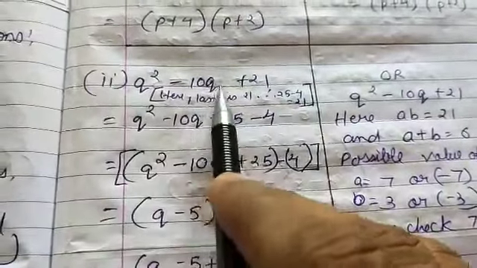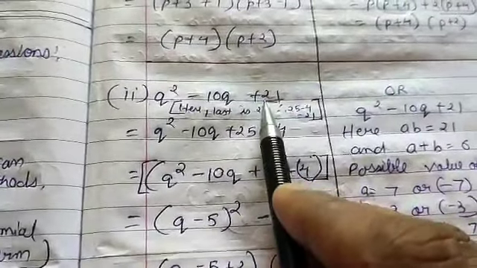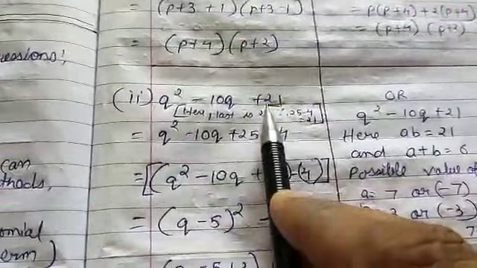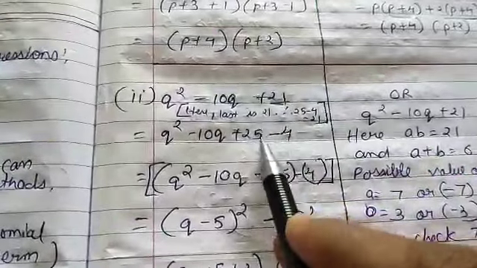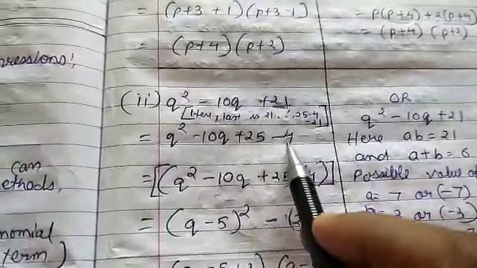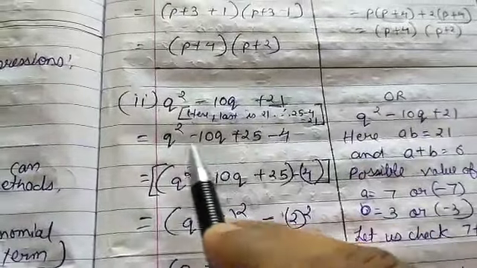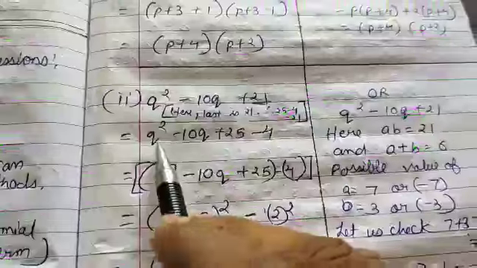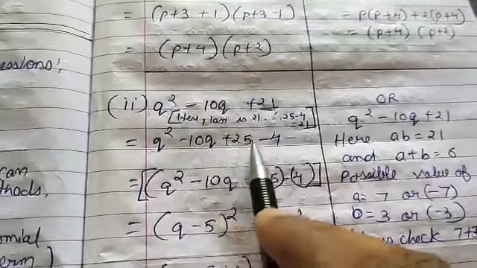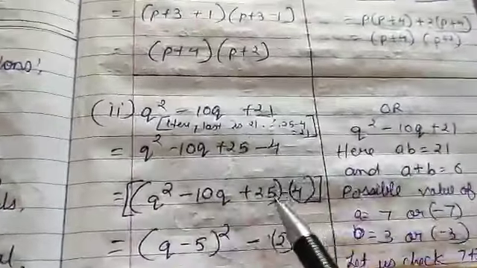Q square minus 10Q plus 21. Here also the last term, 21, is not a perfect square. So what I will do, its nearest value is 25, as we all know that 25 is a perfect square. So in place of 21 I will write 25 minus 4, as 4 is also a perfect square. Now I will divide the whole expression into 2 groups. I will put inside the one bracket 3 terms, that is Q square minus 10Q plus 25, and minus 4 in another bracket.